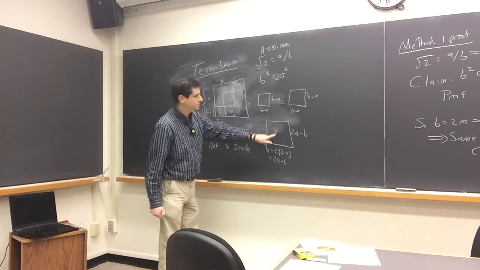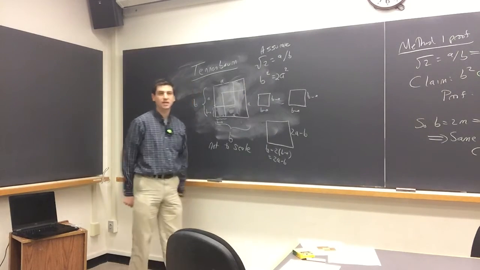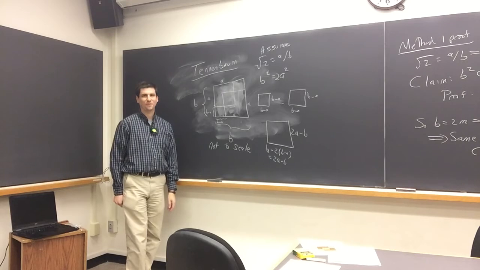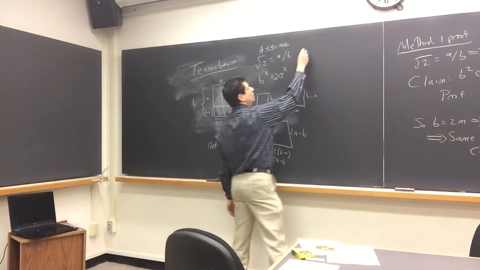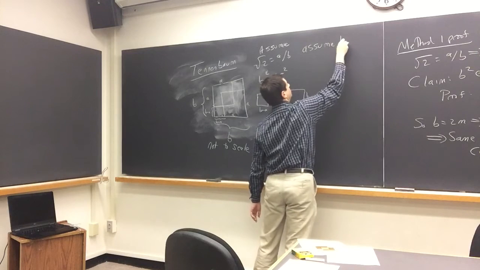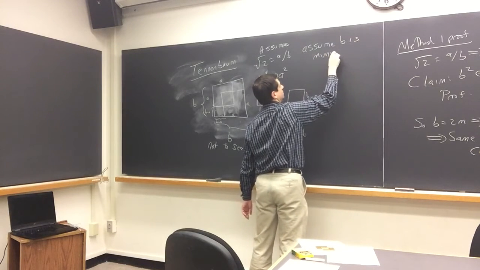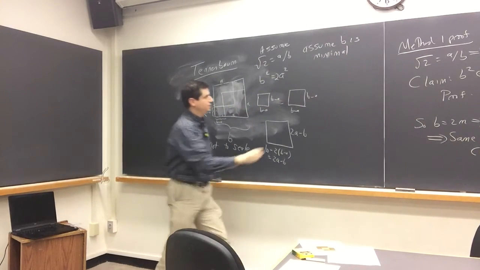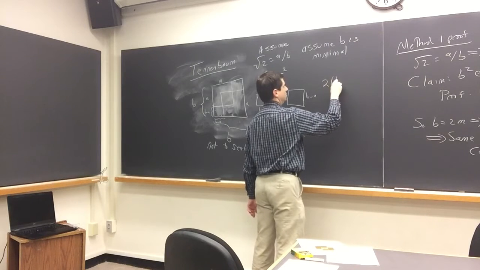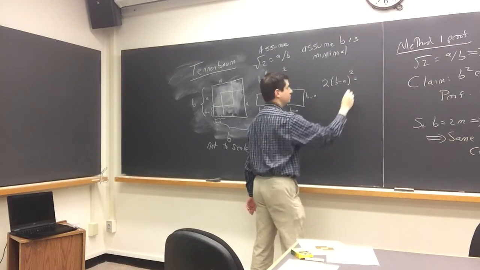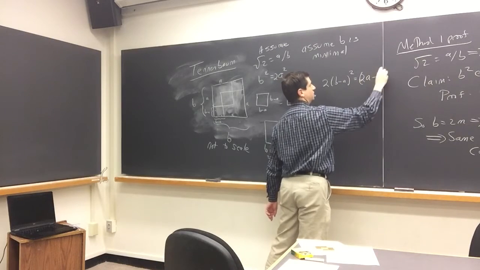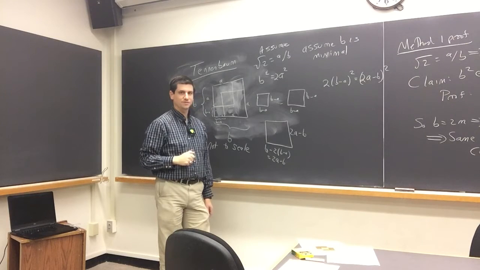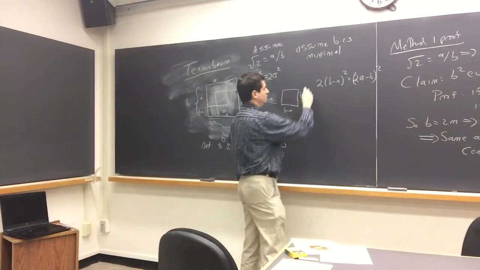So now we know this plus this must equal this. What can we assume about the numbers a and b? They're minimal. So assume b is minimal. And so now we would get twice b minus a squared equals 2a minus b squared. So now the geometric proof has become algebraic. So if we expand things out, what do we get?